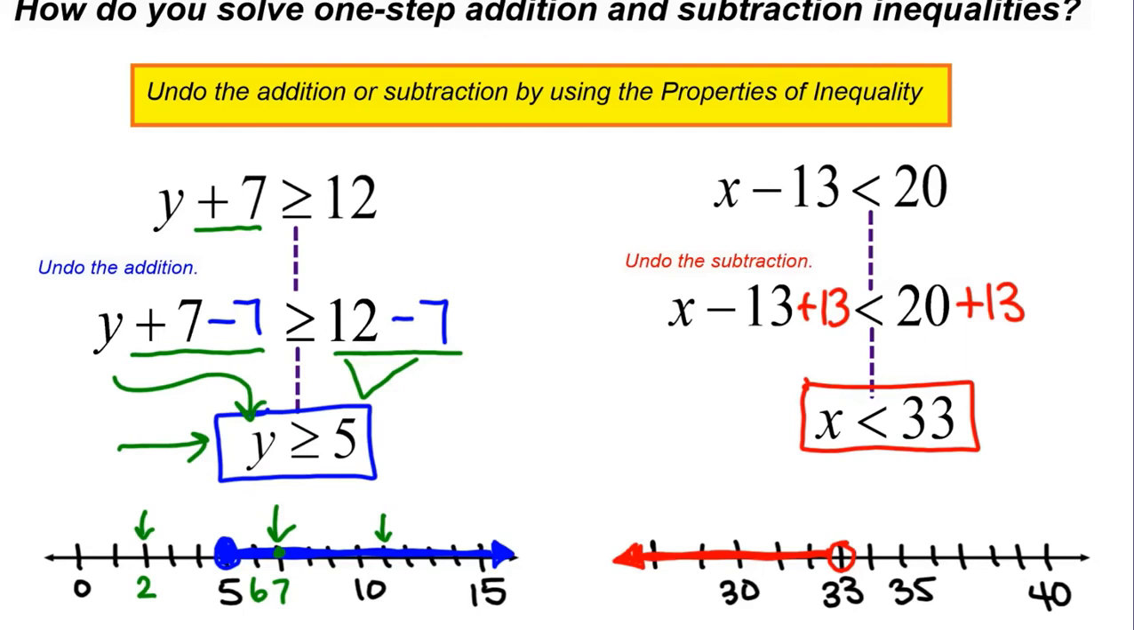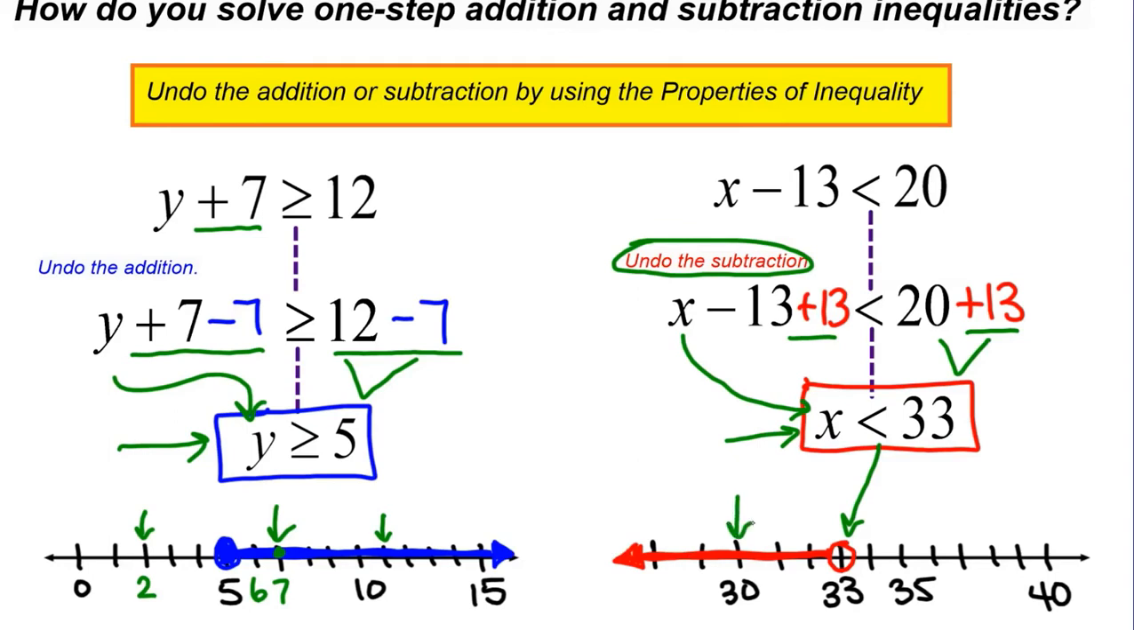Next one, x minus 13 is less than 20. Here I want to undo the subtraction, so I do that by adding 13 to both sides. So x minus 13 plus 13 is just x, and 20 plus 13 is 33. Here's my solution: x is less than 33. Any number less than 33 is going to make this inequality true. I show that on my number line with an open circle. Remember, I need an open circle if it's not or equal to, and everything to the left, everything less than 33.